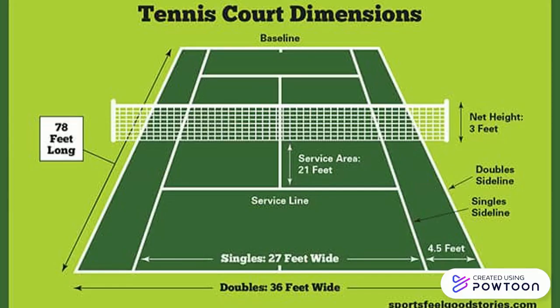So, a tennis court. When you walk on one, you may be confused as to what all those lines represent. Don't worry, because I got you covered. So let's start with the net. The net is actually considered a line, and it's a boundary you must hit the ball over.